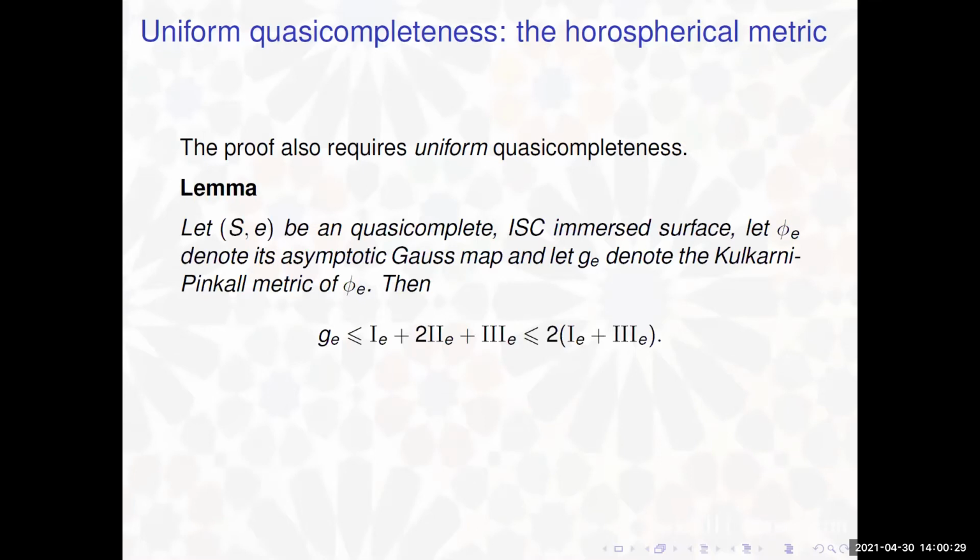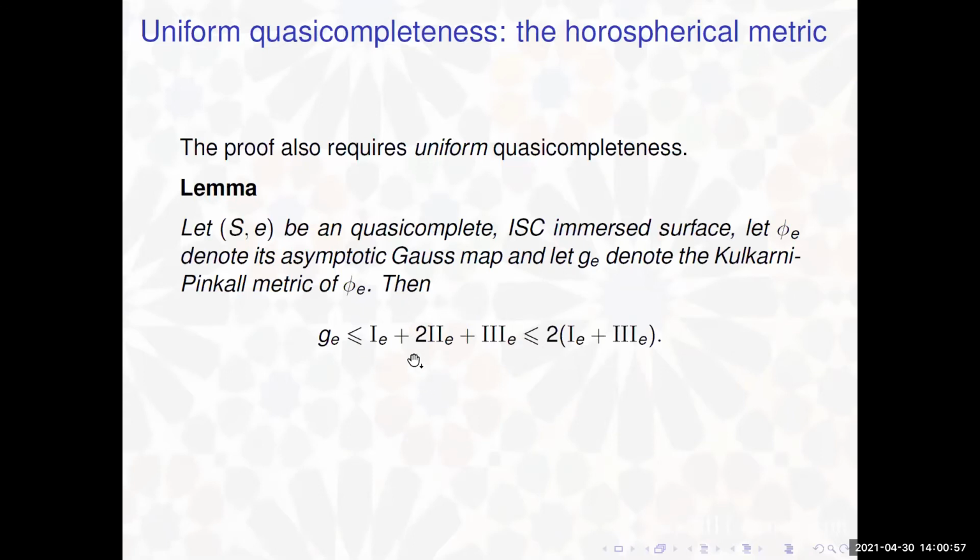I published this preprint quite recently, so I might have missed something in the literature, but we have this lemma. I'm not sure if it's been proven before, but it's quite a simple lemma. The point is that the Kulkarni-Pinkall metric is in fact a lower bound for this, which when you're locally strictly convex, by the Cauchy-Schwarz inequality, is a lower bound for this.